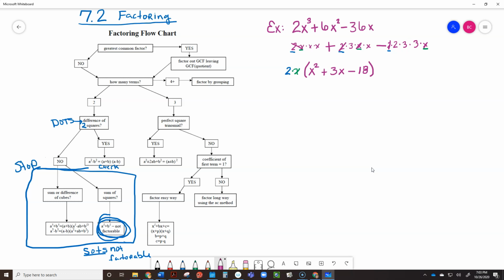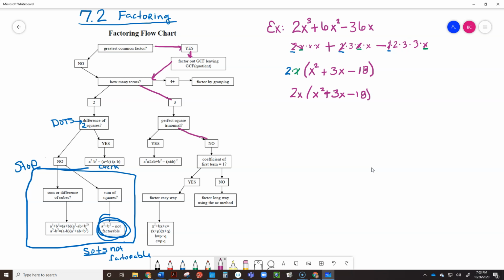Okay, so is there a greatest common factor? Yes. Factor out the GCF. So I factored out the 2x. And now I'm answering questions about the quotient. Okay, the quotient, how many terms does it have? This one has 3 terms. Is it a perfect square trinomial? Is 18 a perfect square? No, it's not on that list. So the answer is no.